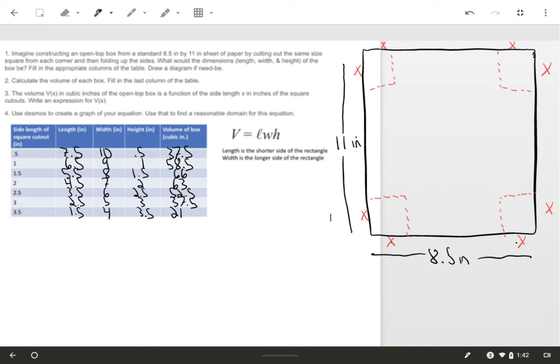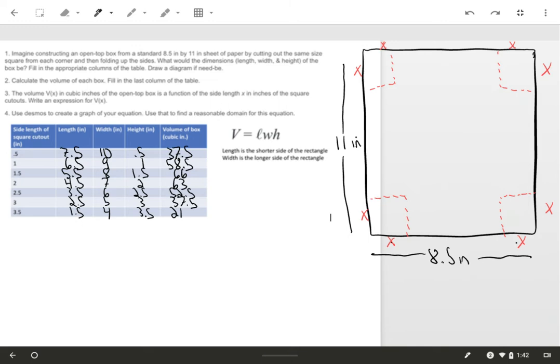Okay, so I filled out the table, and you can see it looks like we reach a maximum somewhere in here. We don't know where, but we're going to figure that out in a moment. But I filled in that table. So this is number 1 and number 2 is filling out this table.